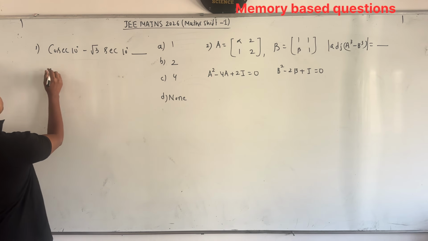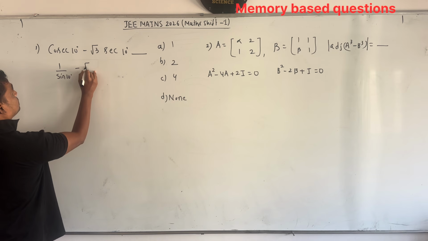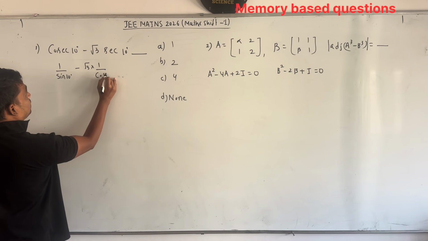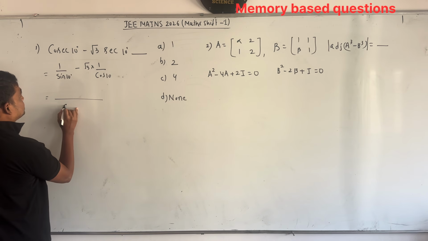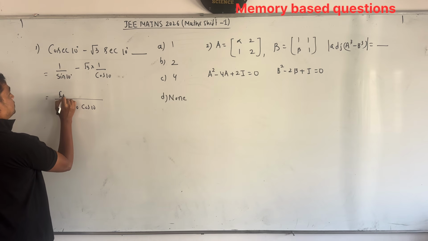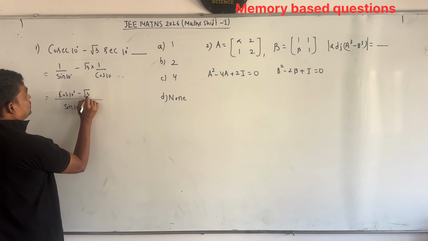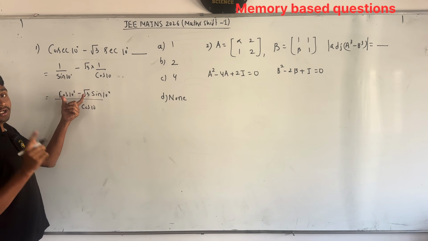You see here, cosecant 10 equals 1 by sin 10 degree, minus root 3 secant 10, which is 1 by cos 10 degree. So then take the LCM. So we get sin 10 into cos 10. So cos 10 will go here. So cos 10 degree minus root 3 sin 10 degree. Okay. So now I want to convert this into a single function.